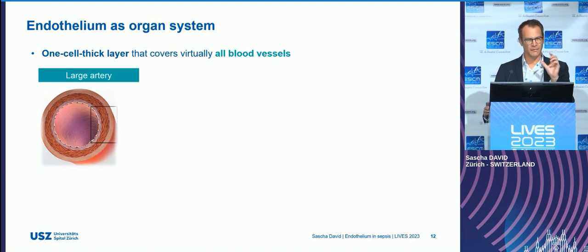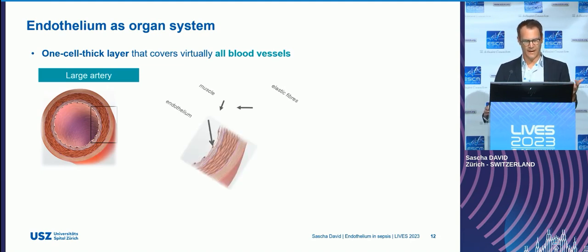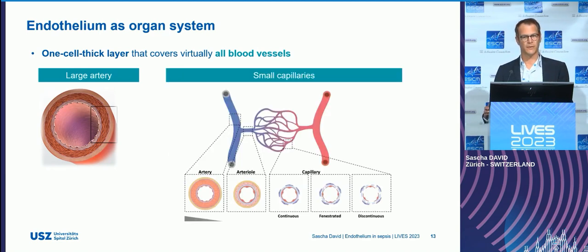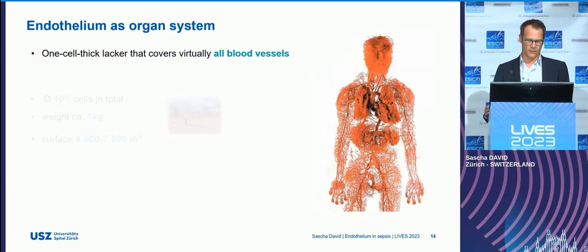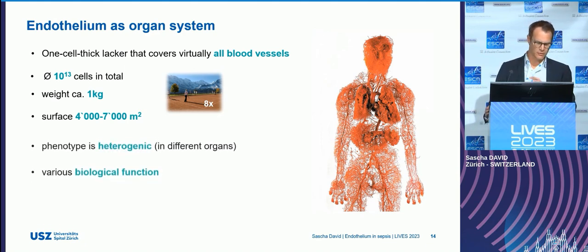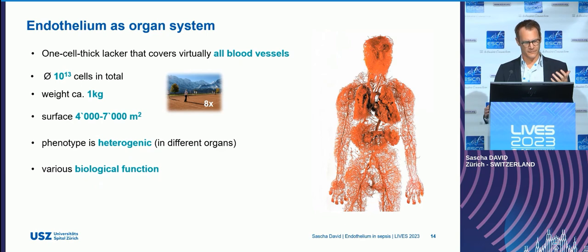This would be a large example. It's a 1-cell thick layer that lines any vessel in our body. There can be large vessels that have muscles and elastic fibers, you know all this from anatomy. We have small capillaries that are characterized by just a 1-cell thick layer, with not a lot of other cells behind. Overall, we have 10 to the power of 13 cells that would correspond to 8 tennis court fields if you lined them up, so a surface of up to 7,000 square meters. So it's a huge amount of cells and tissue.